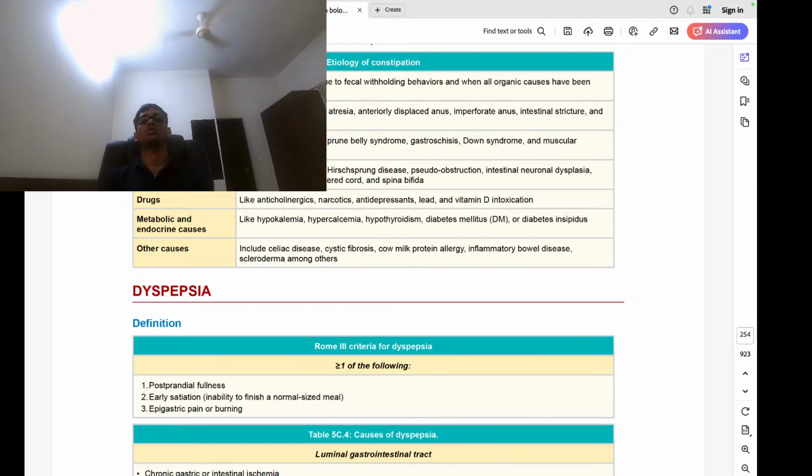Intestinal nerve abnormalities, related causes include Hirschsprung disease, pseudo-obstruction, intestinal neuronal dysplasia, spinal cord defects, tethered cord and spina bifida. Then drugs, you have anticholinergics, narcotics, antidepressants, lead and vitamin D intoxication. Metabolic and endocrine causes are hypokalemia, hypercalcemia, hypothyroidism, diabetes mellitus or diabetes insipidus. Other causes include celiac disease, cystic fibrosis, cow milk protein allergy, inflammatory bowel disease, scleroderma, among others.